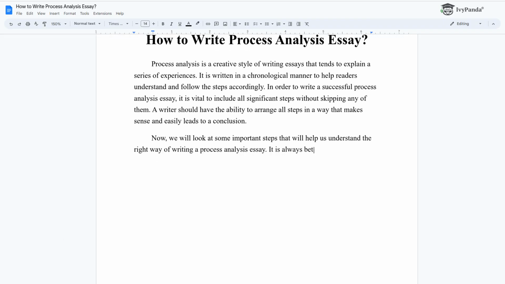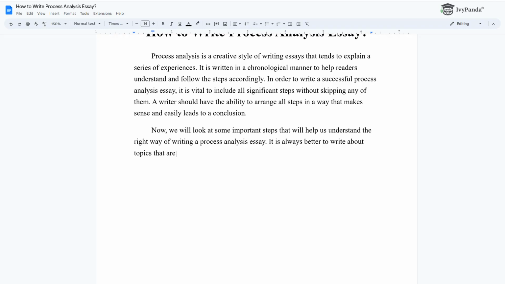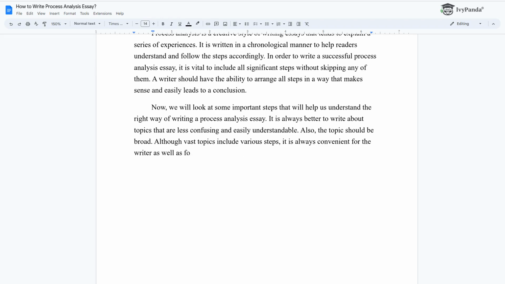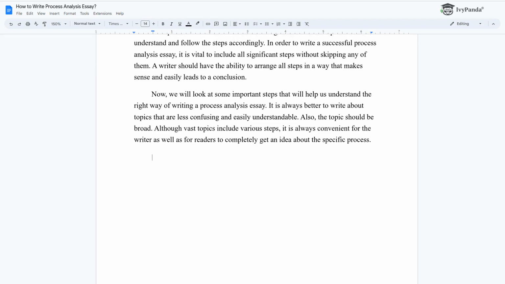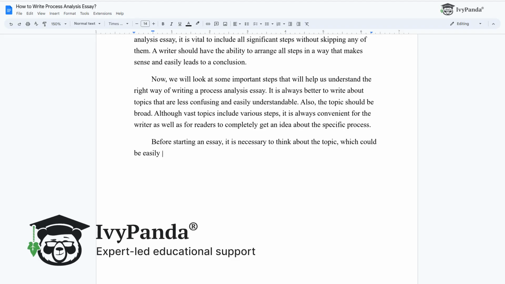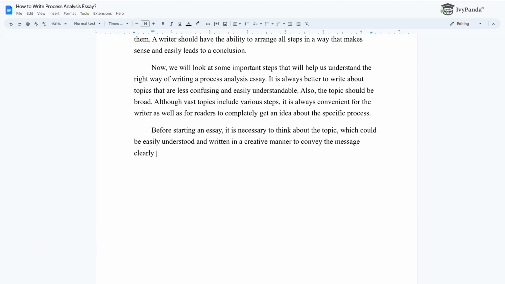It is always better to write about topics that are less confusing and easily understandable. Also, the topic should be broad. Although vast topics include various steps, it is always convenient for the writer as well as for readers to completely get an idea about the specific process. Before starting an essay, it is necessary to think about the topic, which could be easily understood and written in a creative manner to convey the message clearly to other readers.